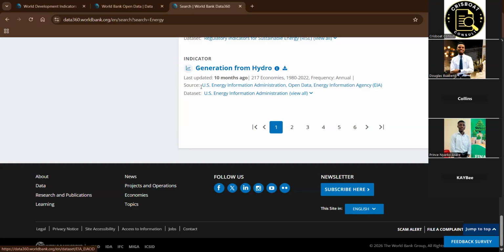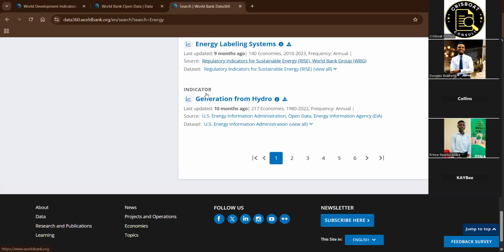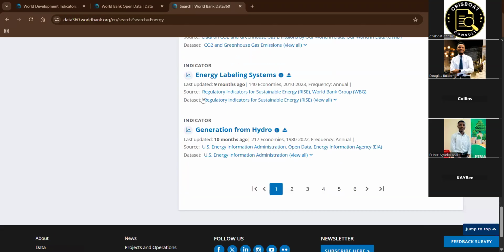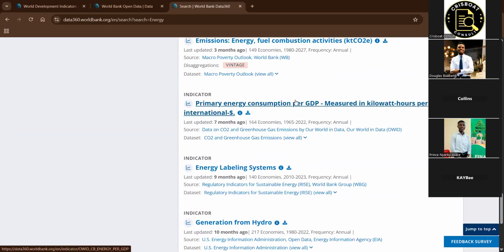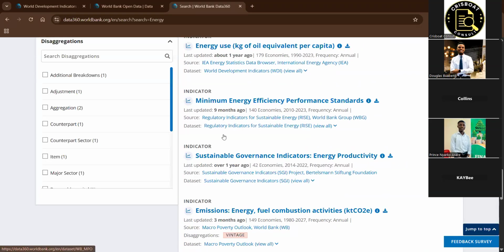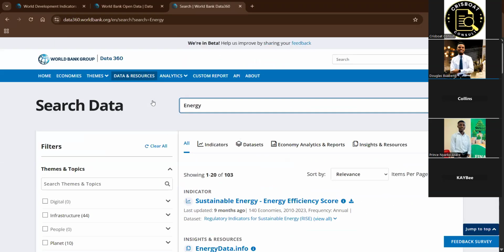So you can see that the source of this data is the US Energy Information Administration. This one, the source is Regulatory Indicators for Sustainable Energy. So each of the data has its source. Okay. Please, are we okay with the World Bank open data? If you have any question, you can ask.